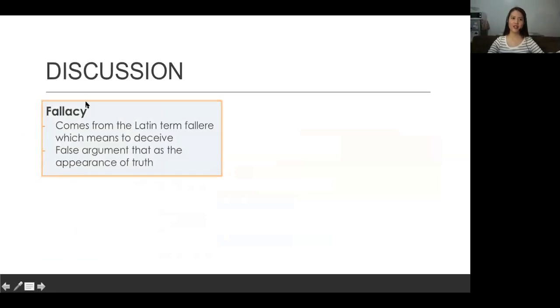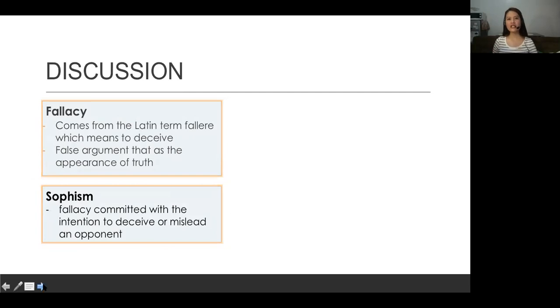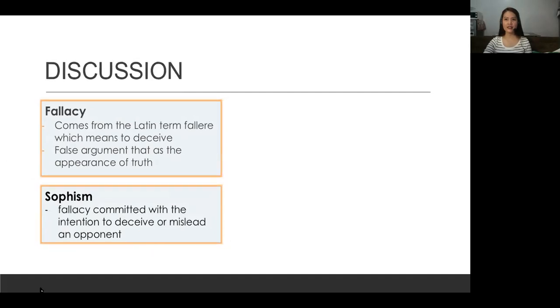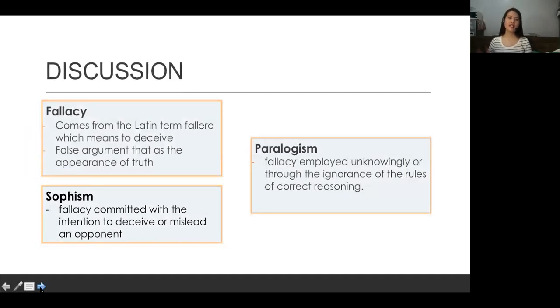So let's start. When we say fallacy, it comes from the Latin term fallere, which means to deceive. A false argument that has the appearance of truth. So that is fallacy. When we say sophism, it's a fallacy committed with the intention to deceive or mislead an opponent. That is sophism. Okay? Next is paralogism. It's a fallacy employed unknowingly or through ignorance of the rules of correct reasoning.